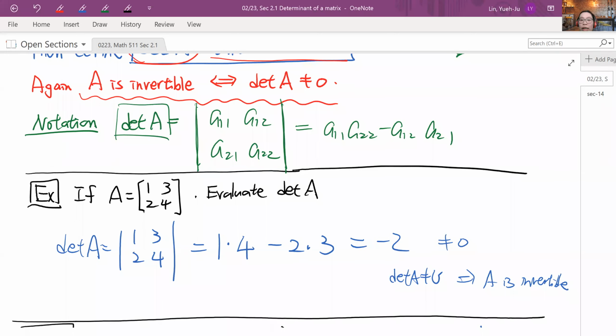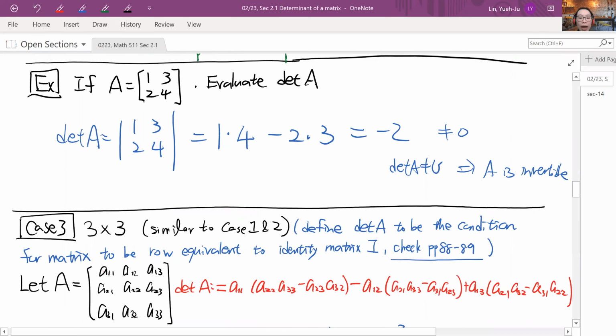That's why determinant is one of the very key signatures or features of a matrix. That's why people want to know how to calculate the determinant. If you know the determinant, you can decide a lot of things. You know a lot of information about a matrix.